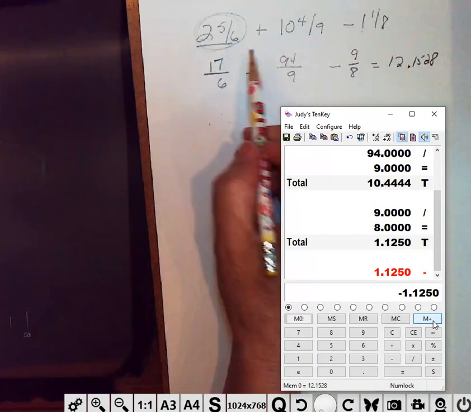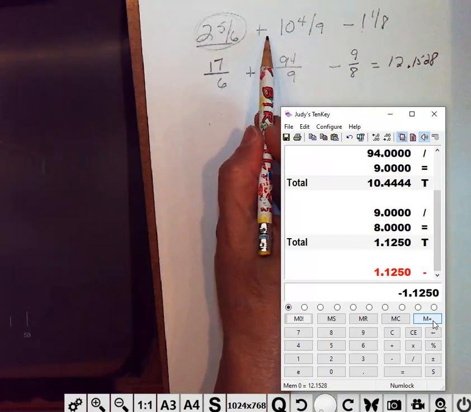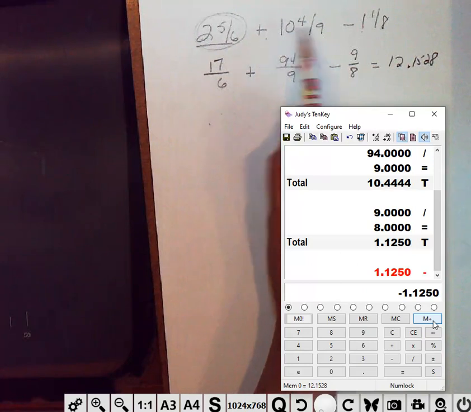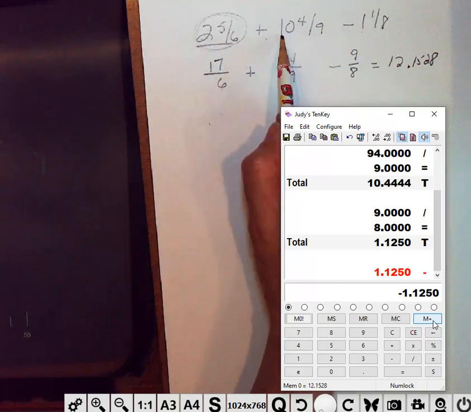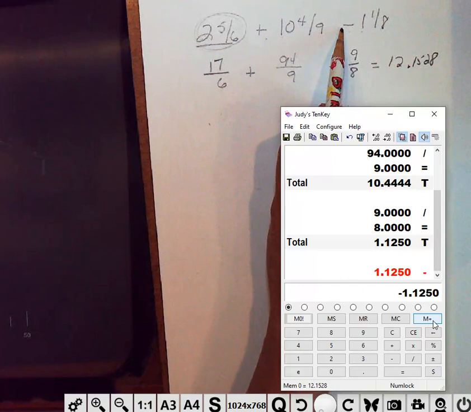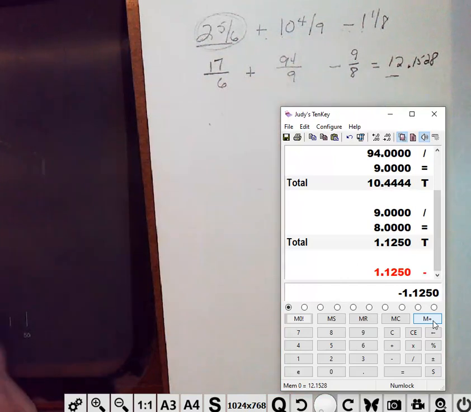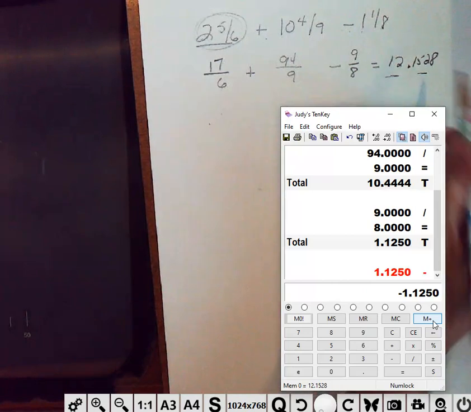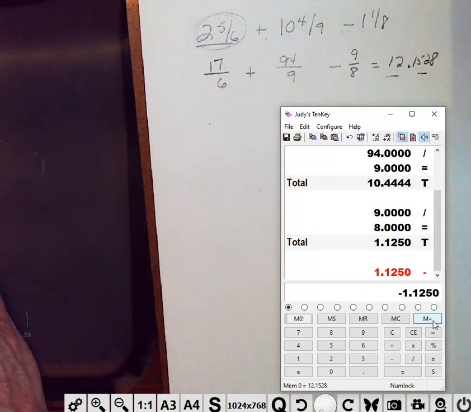So estimate 3 plus 10 minus 1. 3 plus 10 is 13, minus 1 is 12. So we are in the ballpark. And we're rounding to 4 places. Your book rounded to 5. Okay.